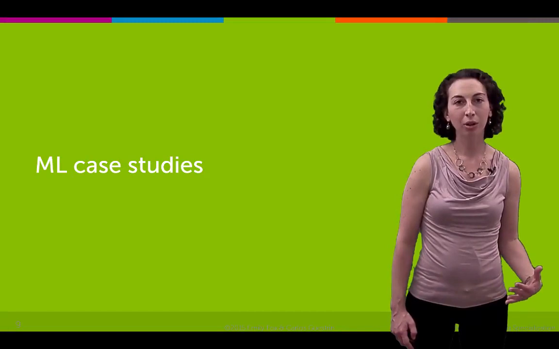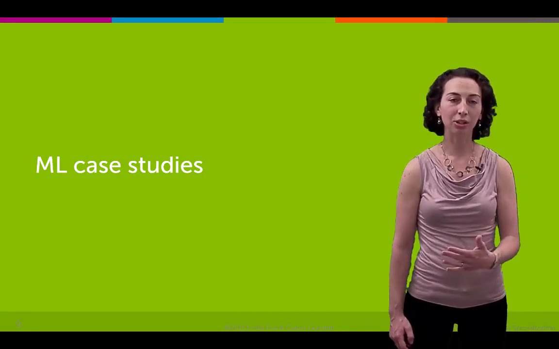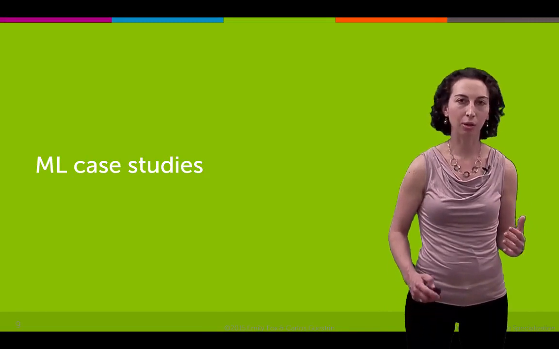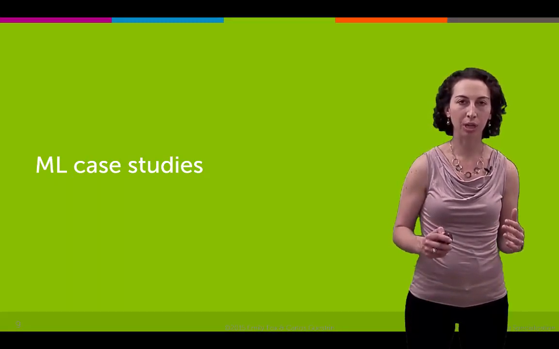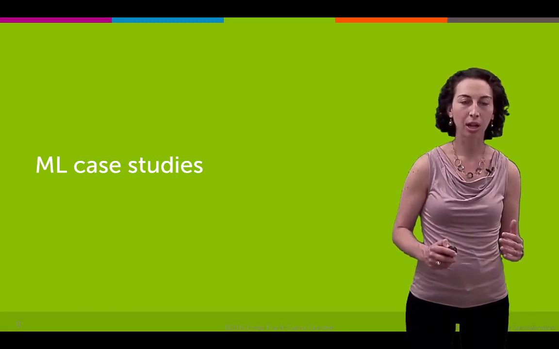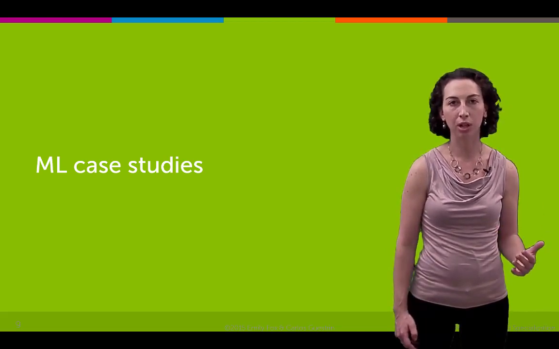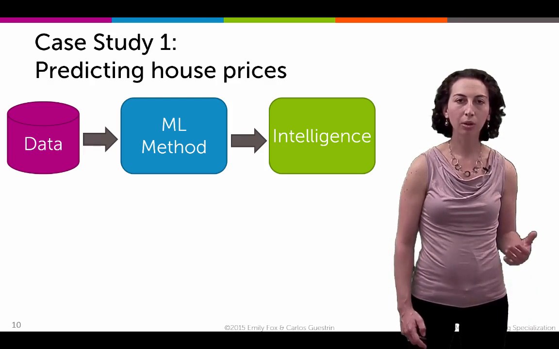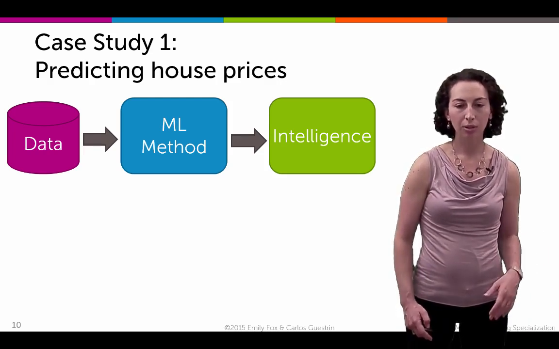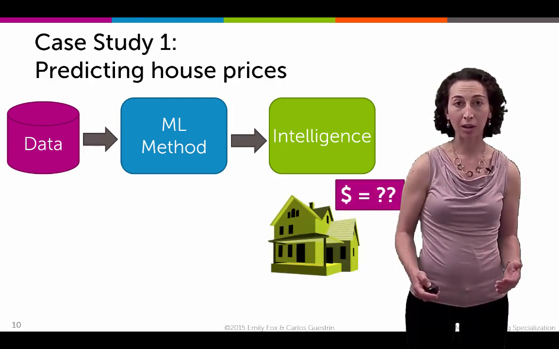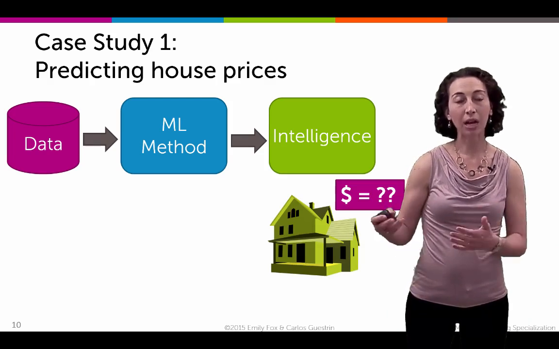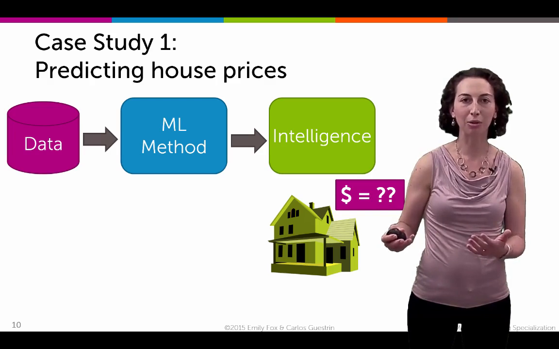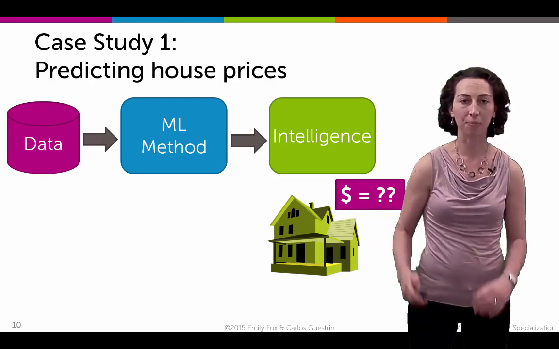So the way we're going to learn about this data to intelligence pipeline is by examining a number of case studies that are going to ground the methods that we present in real-world applications. And that's one of the really unique features of this course. In our first case study, we're going to look at predicting house values. So the intelligence we're deriving is a value associated with some house that's not on the market. So we don't know what its value is, and we want to learn that from data.